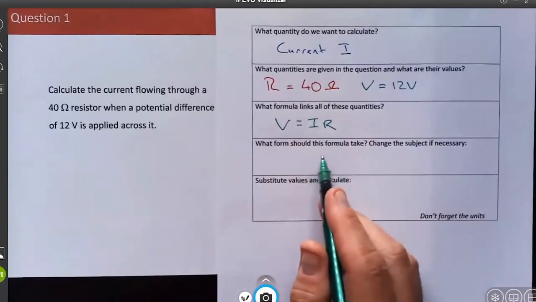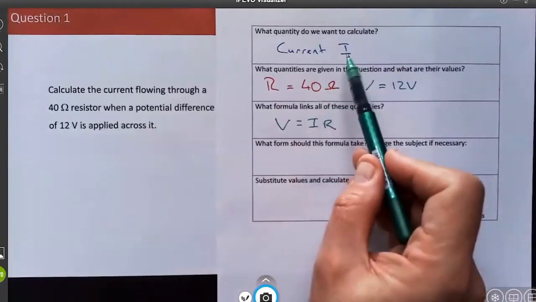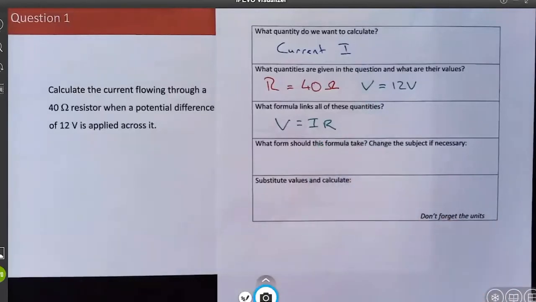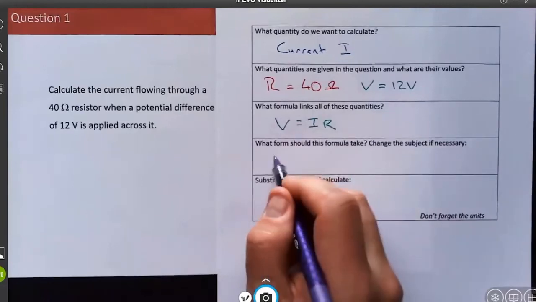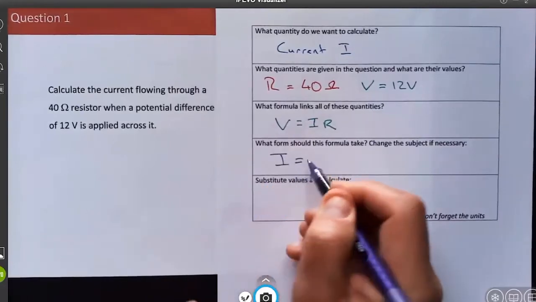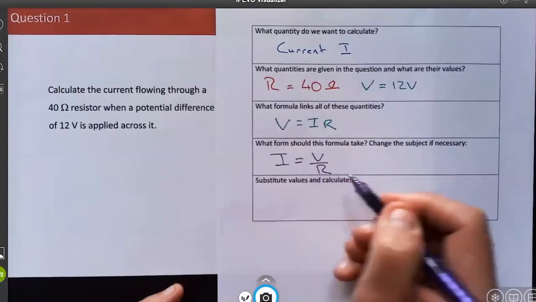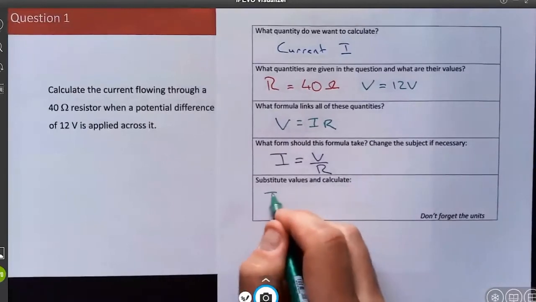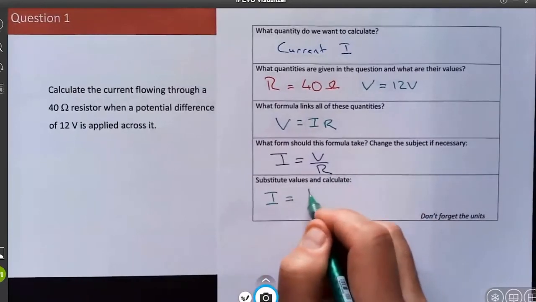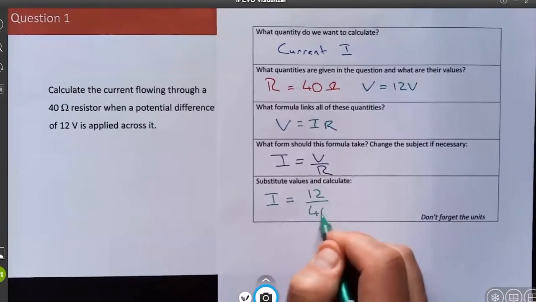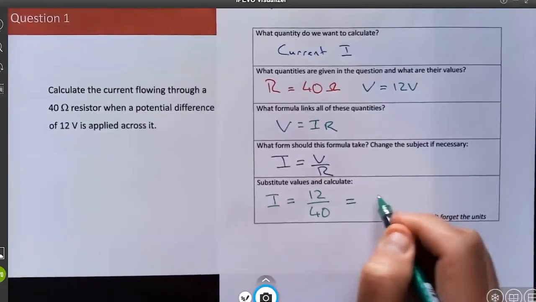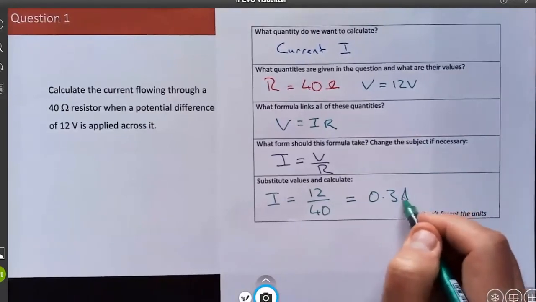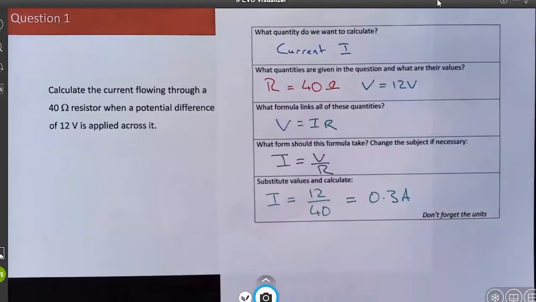Now, what form should that formula take? Well, we're being asked to find I, but we can see that I isn't the subject of the equation. So what we need to do is change the subject, and that will look like I equals V over R. And the final stage is to substitute in the values. So I equals 12 divided by 40, and that will give us 0.3. Don't forget the units, it's a current, so it's measured in amps.